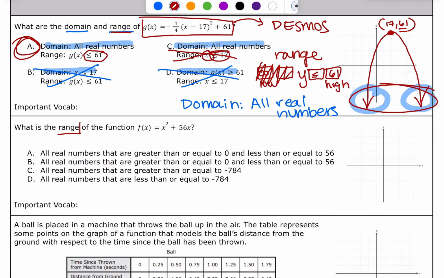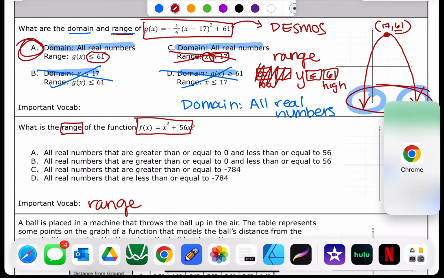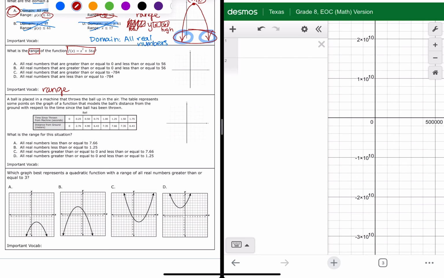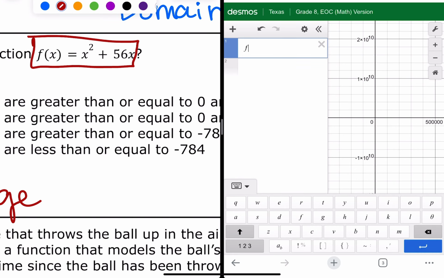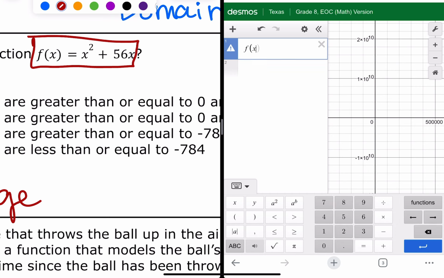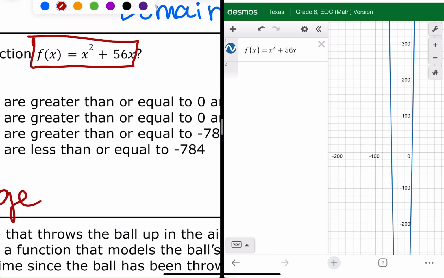It says, what is the range of the function? Range. So I need to take this and make a picture. I need to put this into Desmos to make a picture. So I'm going to go to Desmos, delete what I already have, and copy f(x) equals x squared plus 56x. And I need to zoom in to get a better picture because I'm so far out.